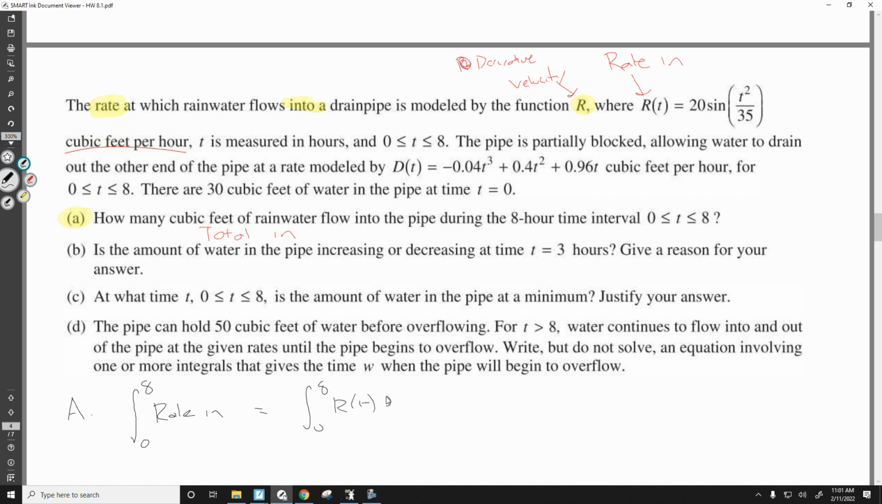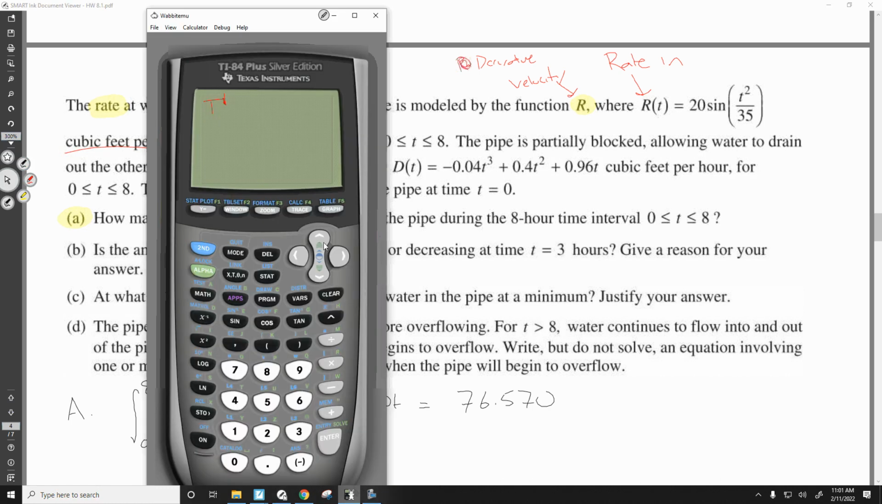No, you literally just say it's in cubic feet. 76.57, what's the third decimal? 0 cubic feet. You need to put that 0 down though. No, just 3 decimal places. And that's this guy right there.